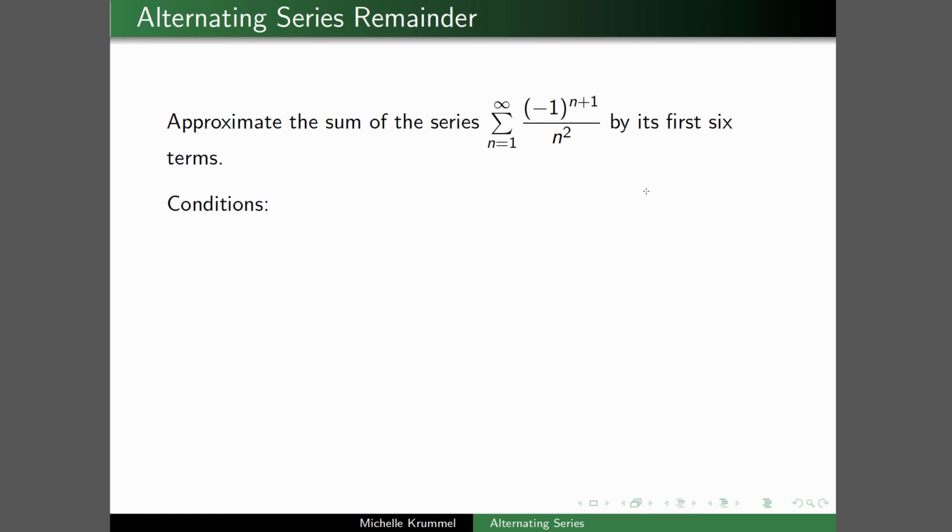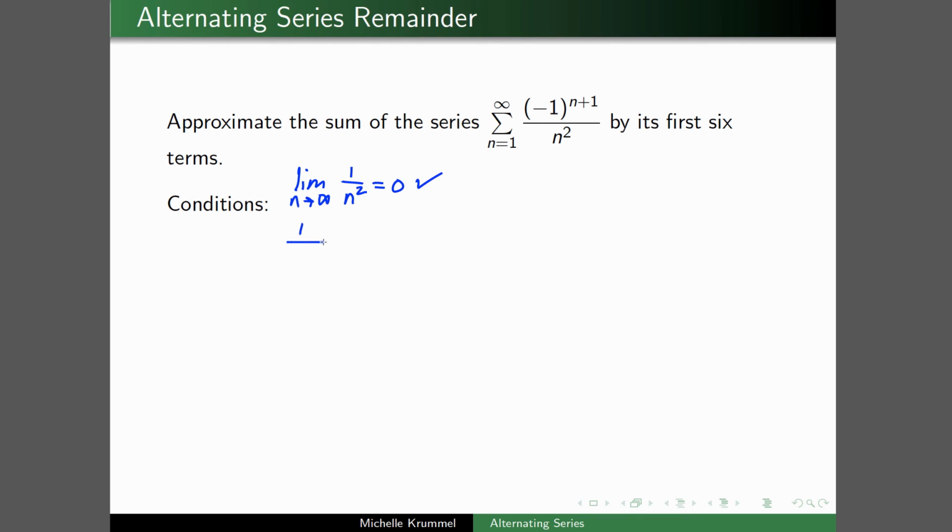Let's try using the alternating series remainder theorem to approximate the sum of this series by its first 6 terms. The conditions that must be met: first, it has to be a convergent alternating series, so we're going to apply the alternating series test. We take the limit of a sub n, in this case 1 over n squared, as n goes to infinity, and that is 0. So we satisfy the first condition of the alternating series test.